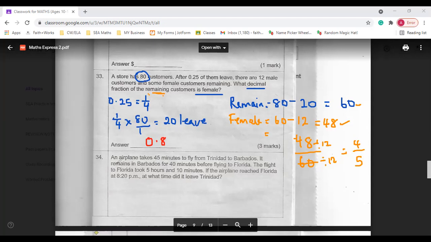All right. An airplane takes 45 minutes to fly from Trinidad to Barbados. It remains in Barbados. So let's just highlight the numbers here. 45 minutes. He's in Barbados for 40 minutes before flying to Florida. The flight to Florida took 5 hours and 10 minutes. If the airplane reached Florida at 8:30 p.m., what time did it leave Trinidad? All right, so those are the key points we need to remember. So let's calculate all those minutes.